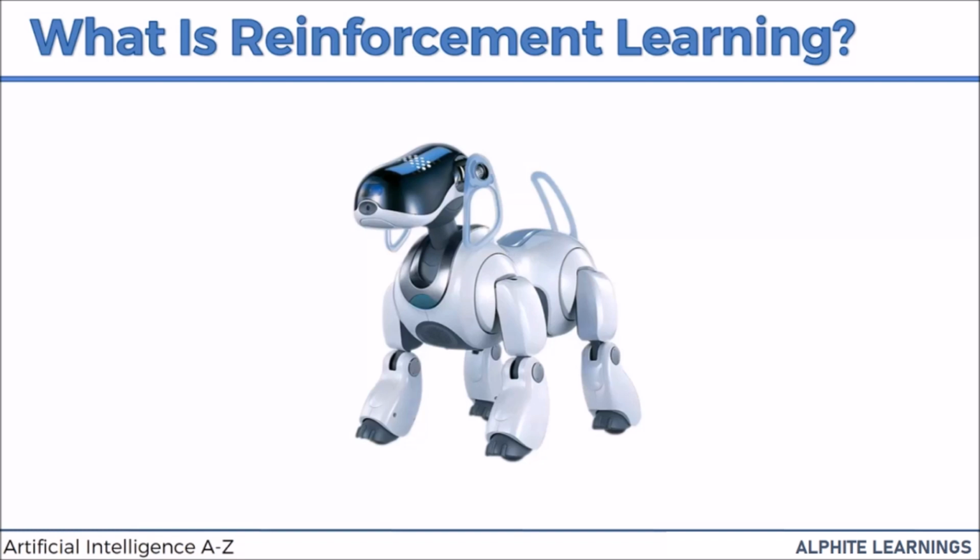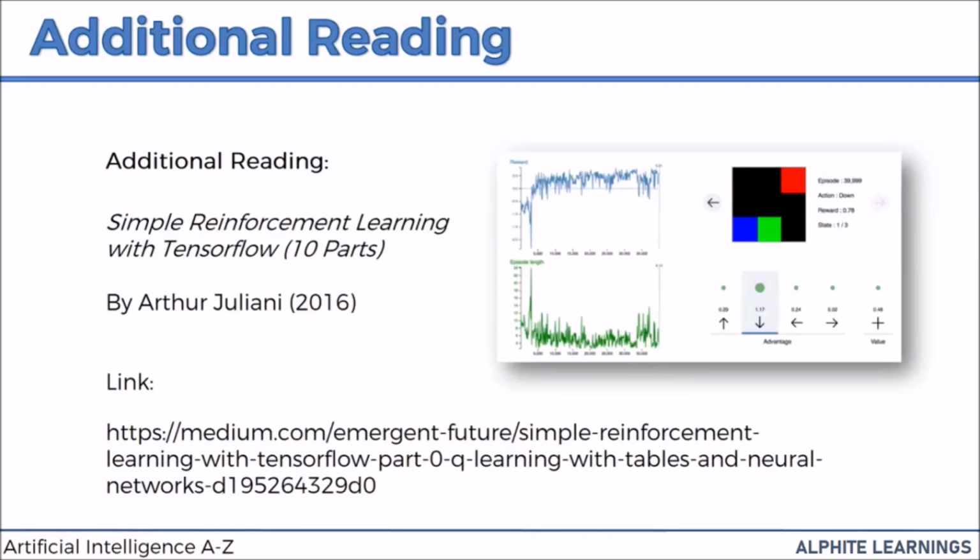In the meanwhile, we've got some additional reading for you, if you would like some supporting materials. Here is a great article you can look into. It's called Simple Reinforcement Learning with TensorFlow, and it has 10 parts. You will find the full link on this slide. It's in the course resources, an article from 2016 by Arthur Juliani, and you can follow along with this series and also get some additional information.